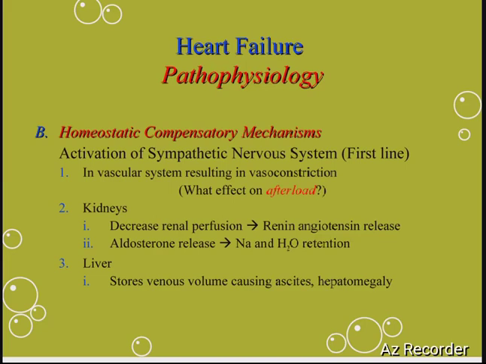In the kidney, there is decreased renal perfusion, renin-angiotensin release, aldosterone release, and sodium and water retention. In the liver, there will be storage of venous volume causing ascites and hepatomegaly.